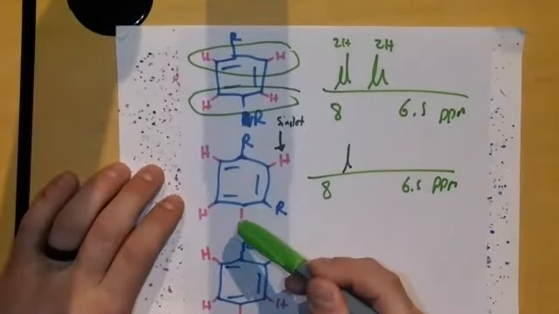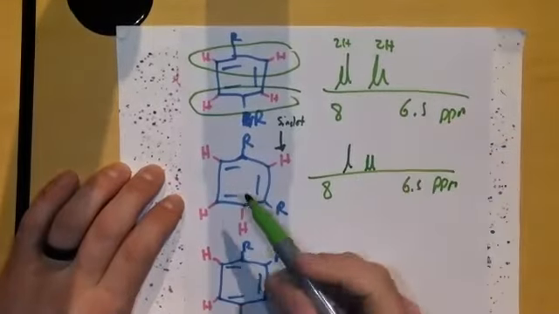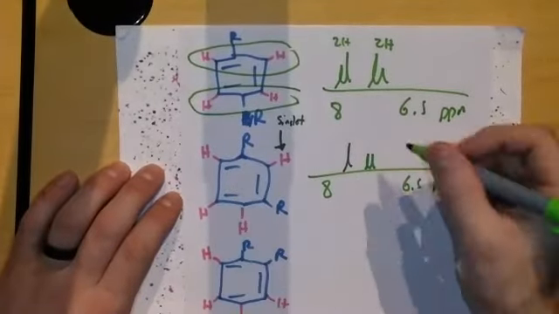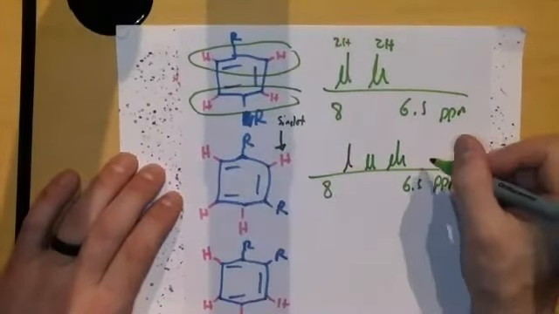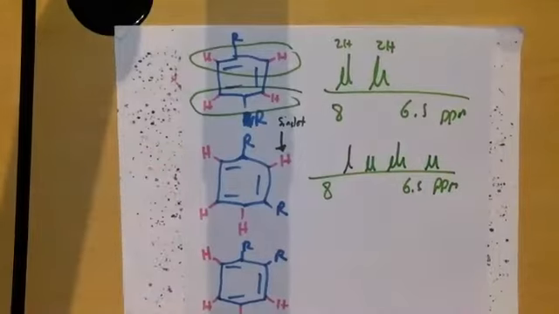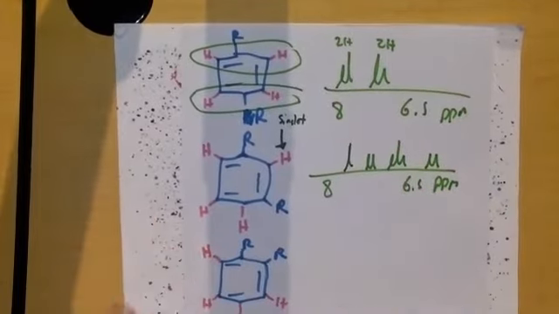This one has one neighbor. It should give us a doublet. This one has two neighbors. It should give us a triplet. This one has one neighbor. It should give us a doublet. And this is what it would look like. You'd have a singlet, two doublets, and a triplet here.